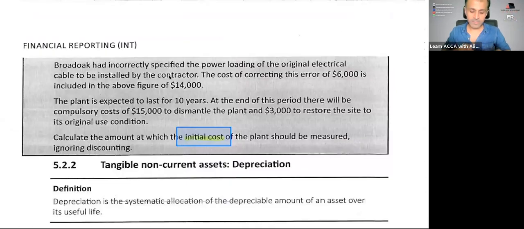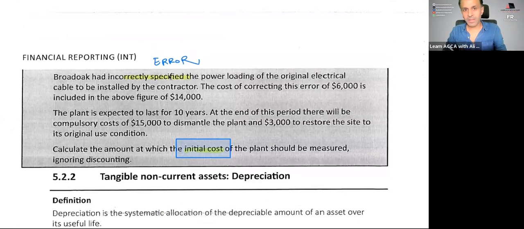Broaddock had incorrectly specified. Now, incorrect specification is an error. And looks to me, they have to come and fix it now. The cost of correcting this error is 6,000 and is included in the above figure of 14,000. This is what I was talking about. This error was never planned, but now because they have committed, they have to fix it. They say that the cost of correcting this error is 6,000 and this has been included in the above figure.